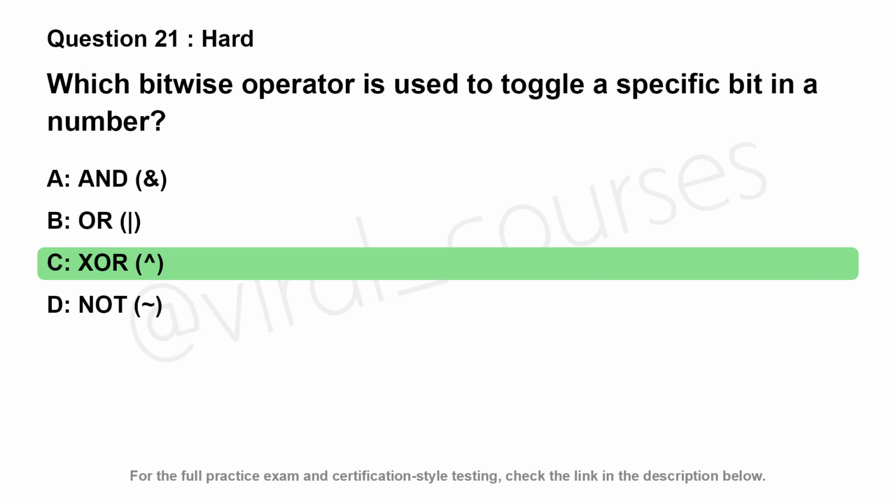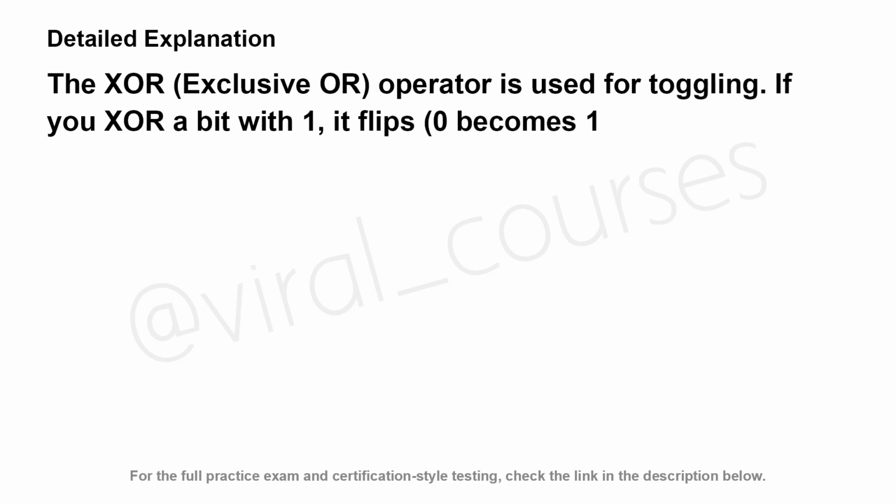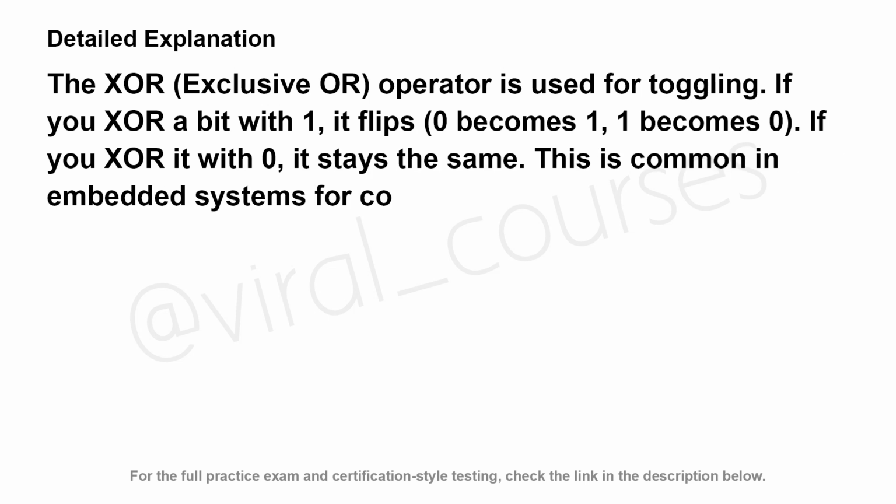The correct answer is C. The XOR, exclusive OR, operator is used for toggling. If you XOR a bit with 1, it flips. 0 becomes 1. 1 becomes 0. If you XOR it with 0, it stays the same. This is common in embedded systems for controlling hardware pins.